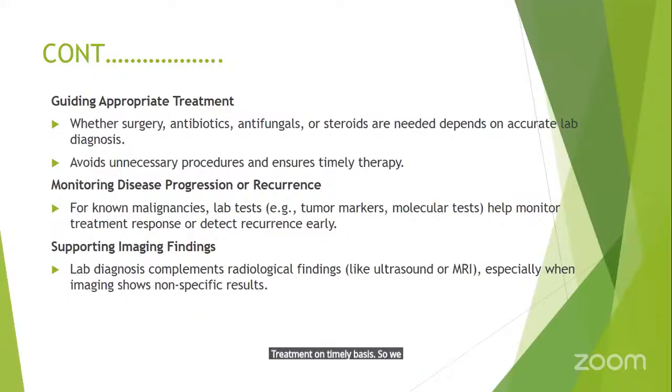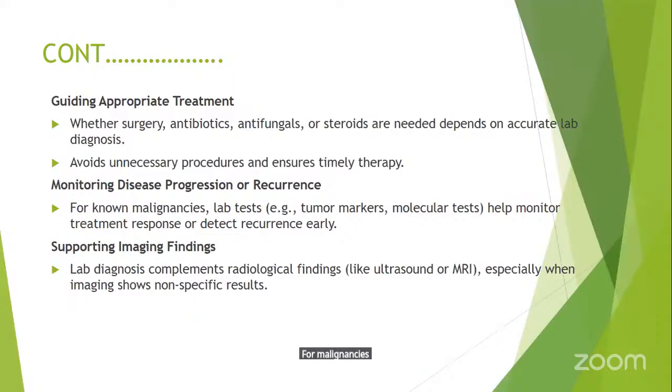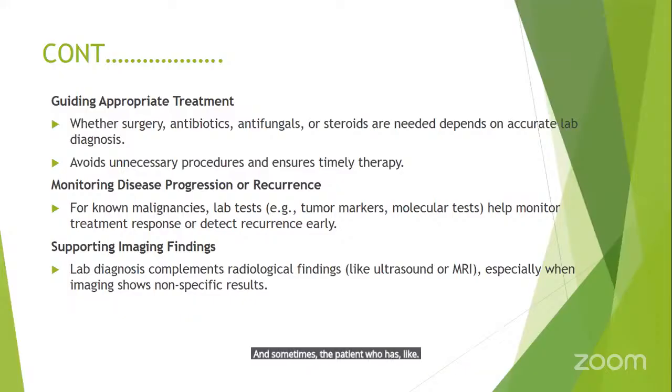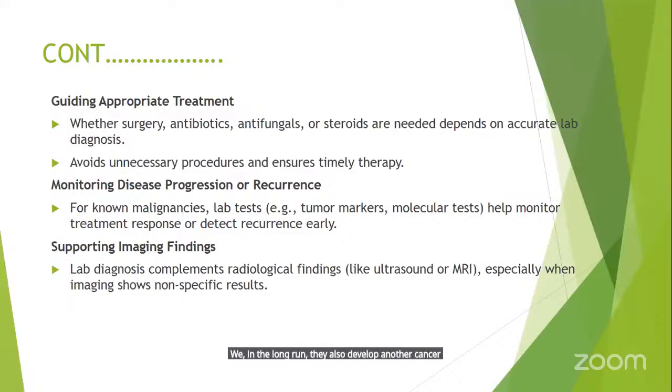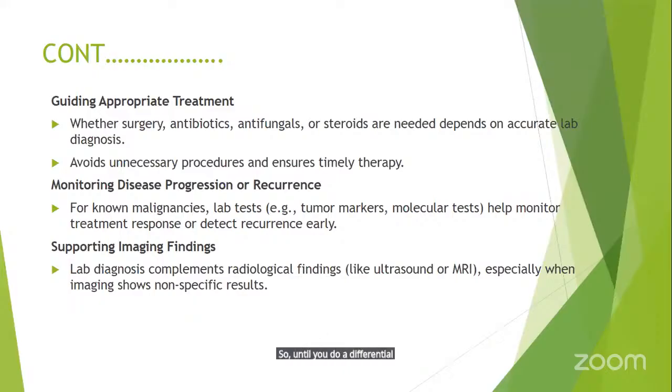We can also do differential diagnosis to monitor disease progression or recurrence. For malignancies, for example, we have to do tumor markers, and we need molecular tests to help monitor treatment options and detect recurrence if there is any. Sometimes a patient who has been treated for cancer of something else, in the long run, also develops another cancer associated with the chemotherapy that was given. So until you do a differential diagnosis, you'll never know that they have a different type of cancer.